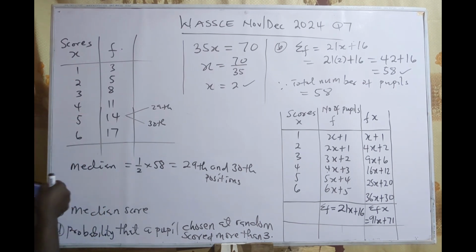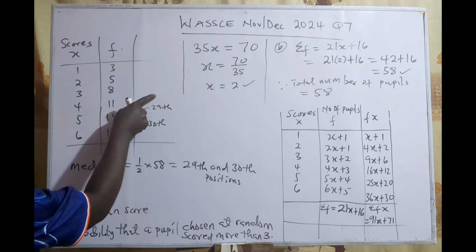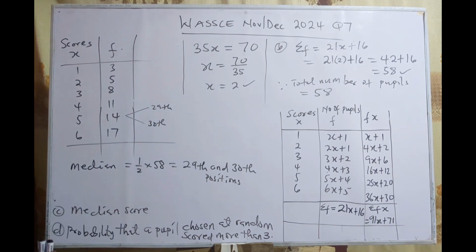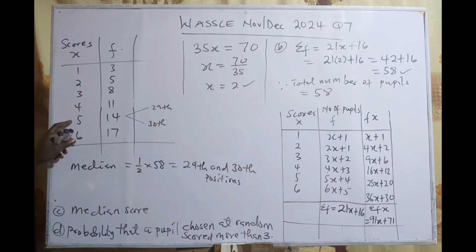The number 5. All right, because this is giving us 27 positions, so we are not there yet. So the two values which are in the middle can be found at the number 5. That is where the 29th and the 30th positions are. Since the two values fall on the same number, then that should be the median.